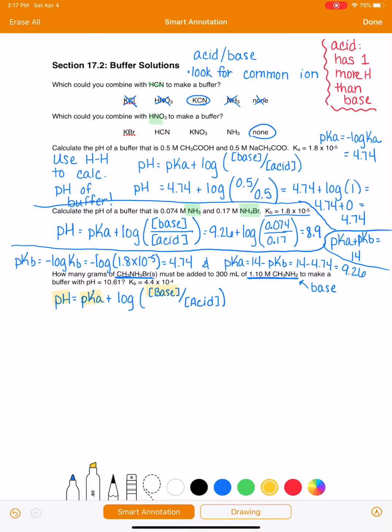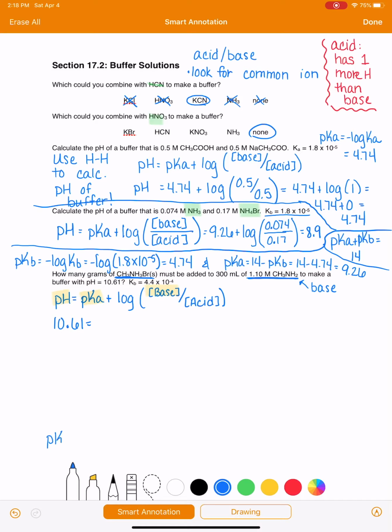These are the 3 things in this equation that we need to know. And what we are trying to solve for is the concentration of the acid. So that's what we're going to start with. That's what we'll do first. The pH is 10.61. That's our desired pH. pKa, let's do that next. I'm going to do that down here at the bottom.